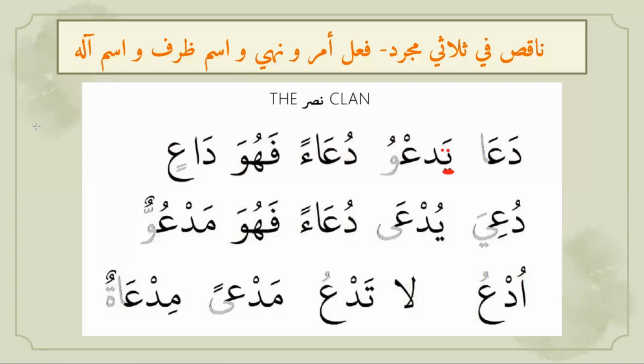And there's a typing mistake over here: on the ain you have dhamma, and on the waw you have sukun. So tadu. To make it lightest, in Naqis words, when you make the present tense lightest, you drop the weak letter. This is called hazf harf illa: the weak letter is omitted. Okay, so now we have tadu.